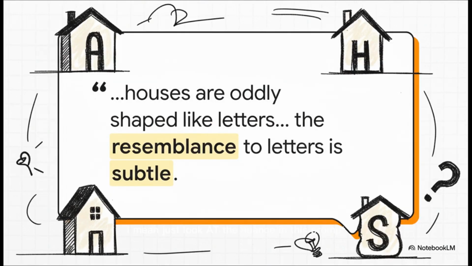I mean, just look at the nuance in this prompt. The user wants houses to subtly look like letters. That takes such a deep understanding of visual composition and the abstract idea of typography. It's a perfect test of how advanced this model really is.